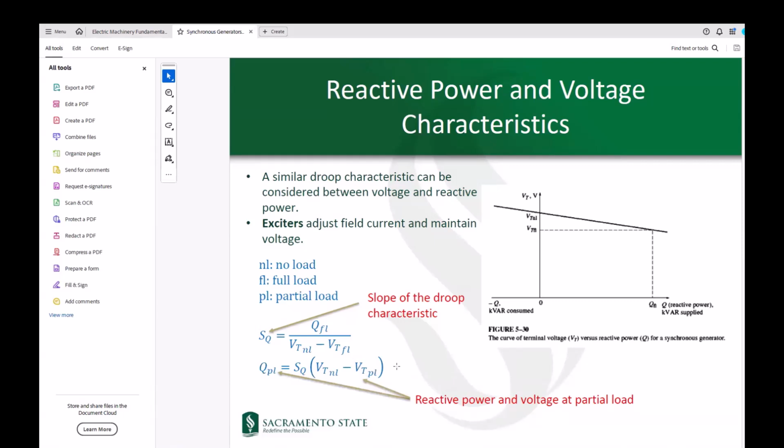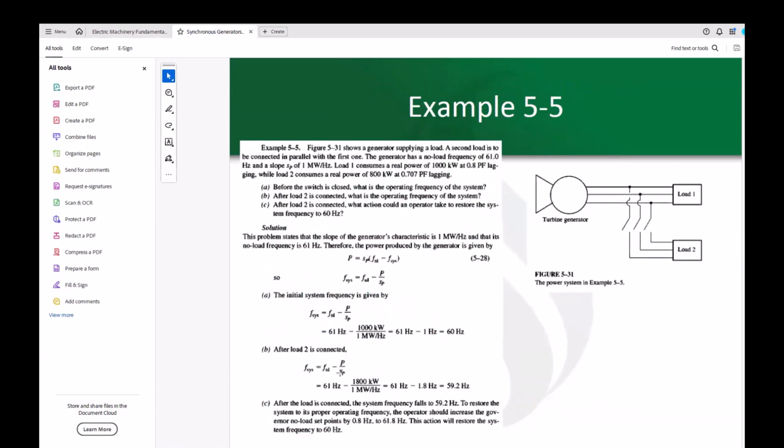Okay. Now, let's go to this problem. Example 5.5. We have one generator that is providing load 1, and a second load is going to be connected to this system. So a generator is supplying a load 1. A second load is to be connected in parallel with the first one.